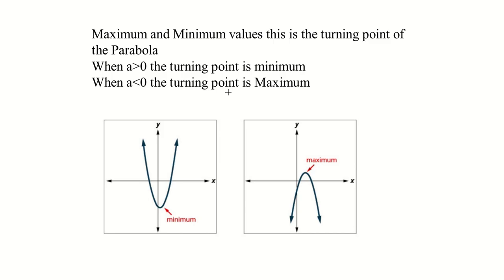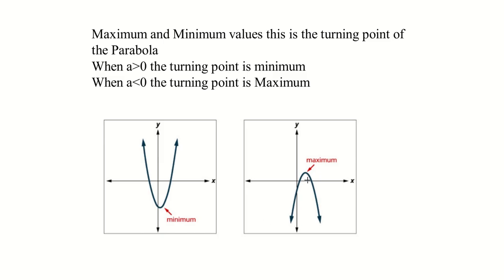These are curves, they are not straight lines. There are maximum and minimum values, and this is where the turning point is. If you have a parabola that looks like a smiley face, you have a minimum value. The turning point is the minimum value.